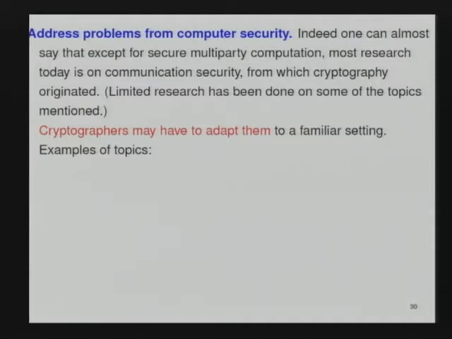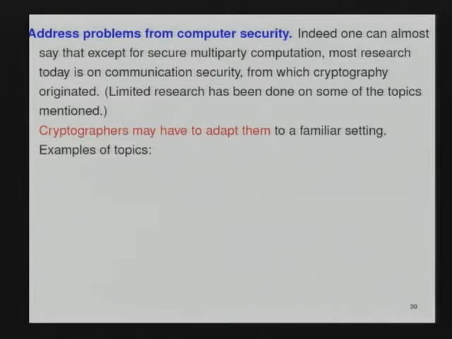there are enough problems in computer security that are not being looked at by cryptographers. So one can almost say that except for secure multi-party computation, cryptography today, by researchers in cryptography, is still being viewed as communication security. And why the heck would that be? I don't see a reason for that. I mean, when you look, we came from privacy and then authenticity, etc. Why would we stop at communication security?